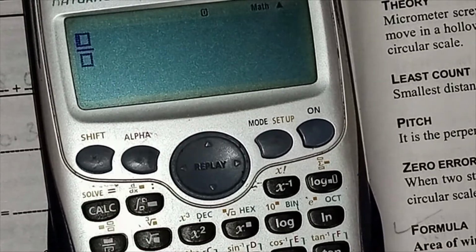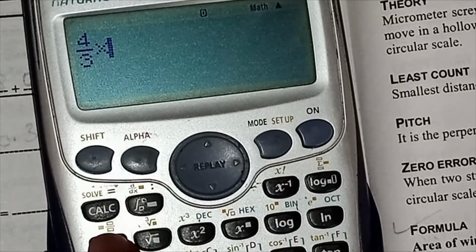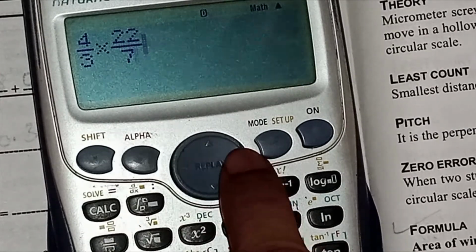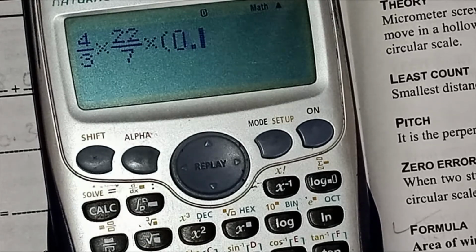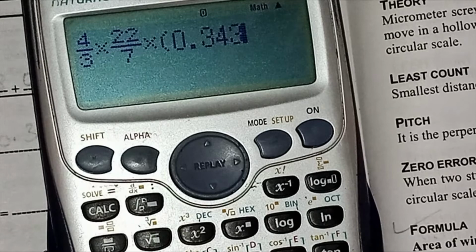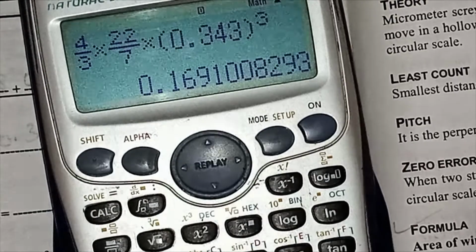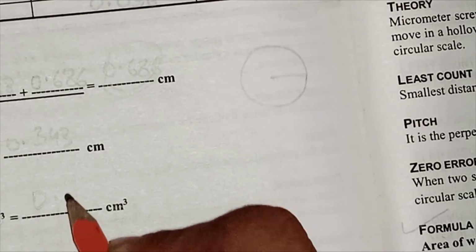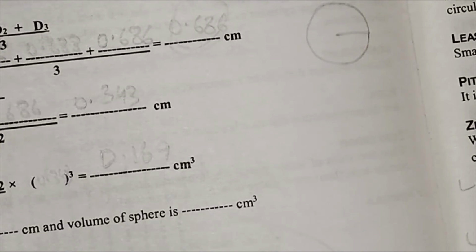So we will solve the formula for the sake of determining the volume of the sphere. What is the formula? 4 upon 3 multiplied by 22 upon 7 multiplied by, what is the value of r? 0.343, and the power of r is cube. So the answer will be 0.169.